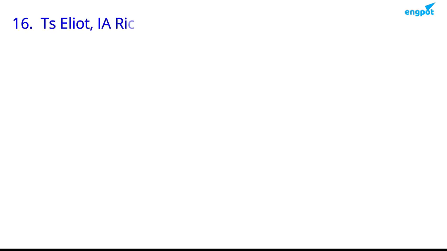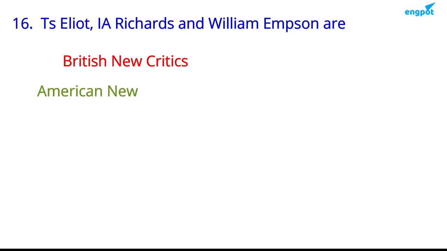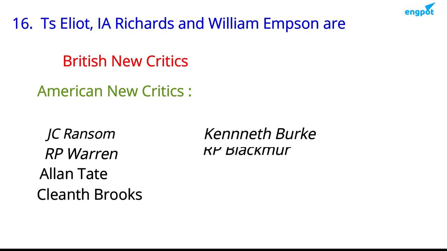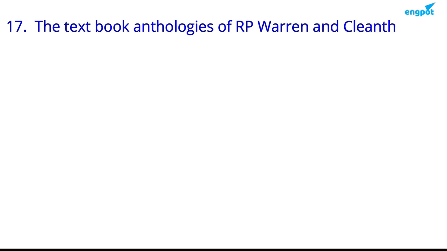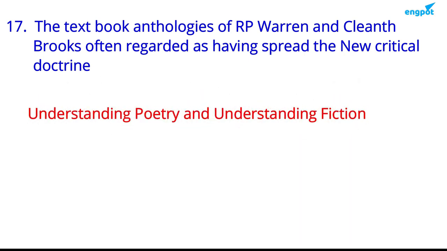T.S. Eliot, I.A. Richards, and William Empson are British New Critics, and the American New Critics are J.C. Ransom, R.P. Warren, Allen Tate, Cleanth Brooks, Kenneth Burke, R.P. Blackmur, W.K. Wimsatt, and Monroe C. Beardsley. The textbook anthologies of R.P. Warren and Cleanth Brooks, often regarded as having spread the new critical doctrine, are Understanding Poetry and Understanding Fiction.